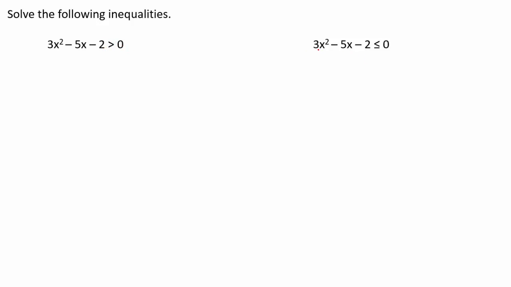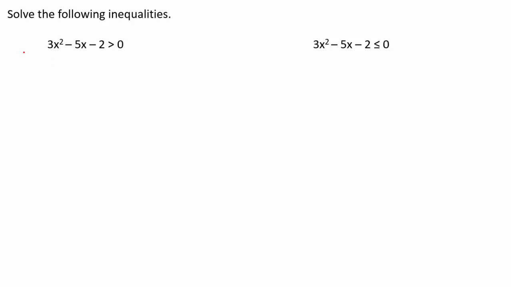And I've actually used the same equation over here, but they're asking for less than or equal to 0, because I want to show you how these inequality symbols change your answer. So, of course, the first thing we need to do here is factor, because we need to know what our x-intercepts are. Where is this going to cross our graph? And so, if you need to watch the factoring video, do that.